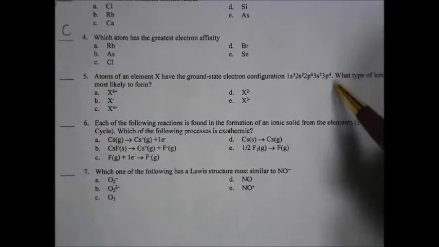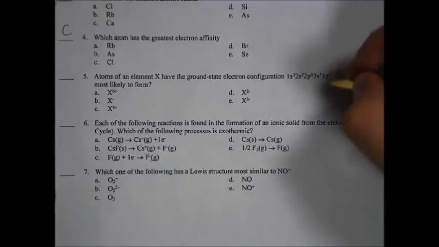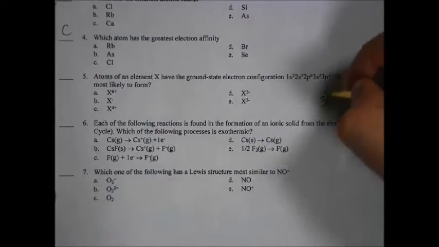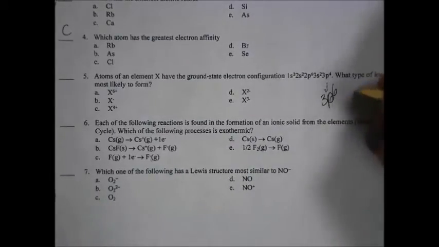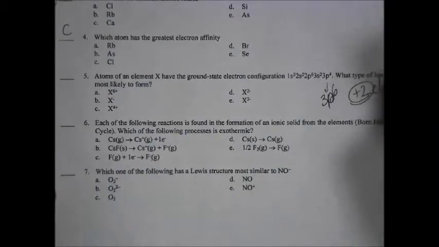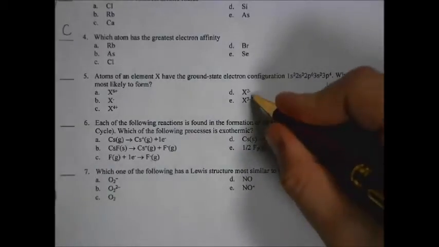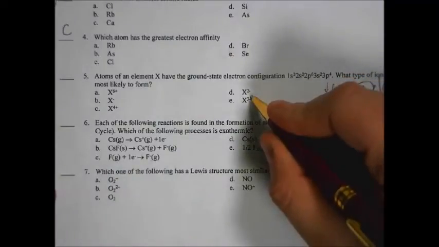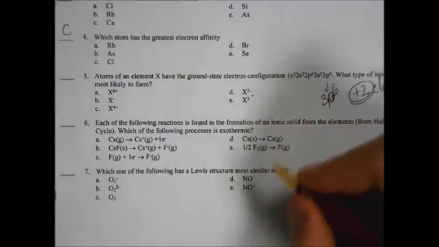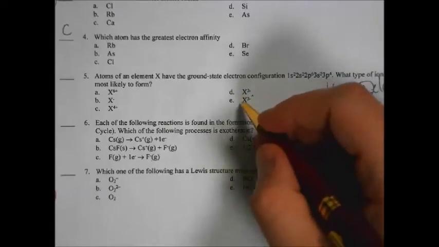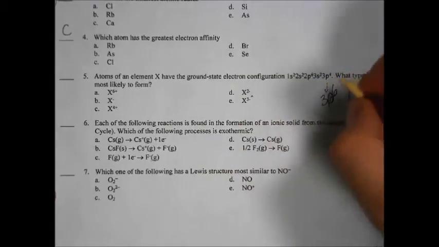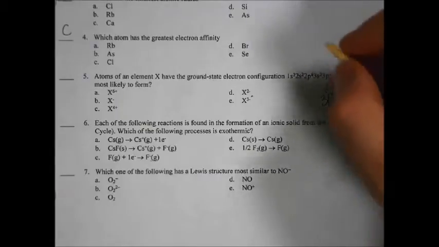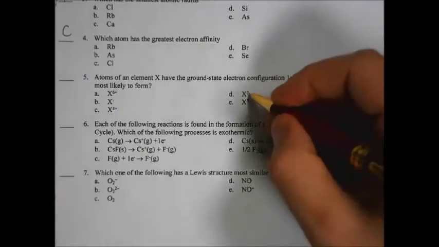And in this case, for this guy to gain an octet, so to go to 3p6, we're going to have to add 2 electrons. So that means that the only possible case is going to be X2 minus, because if you think about it, the configuration for that is going to be this plus 2 electrons, which is going to be 3p6. So the correct answer here is going to be D.